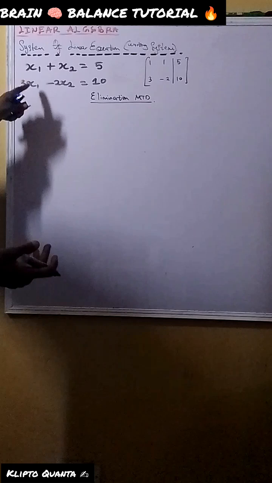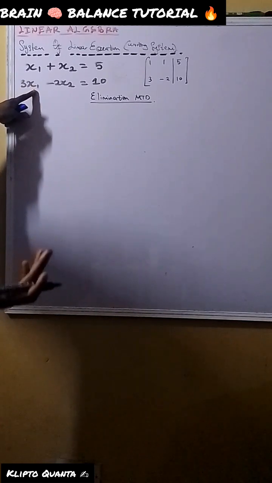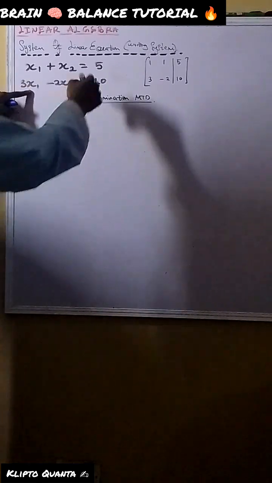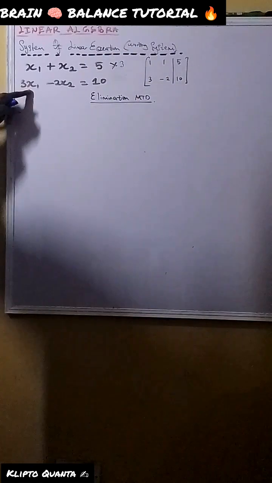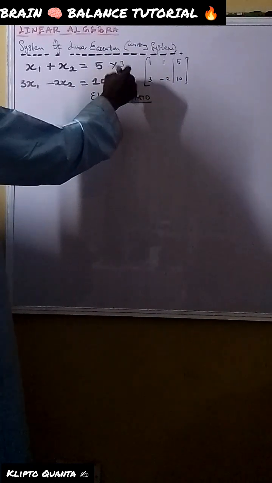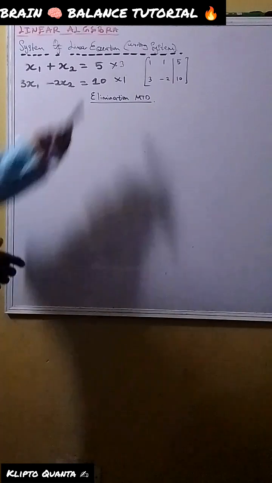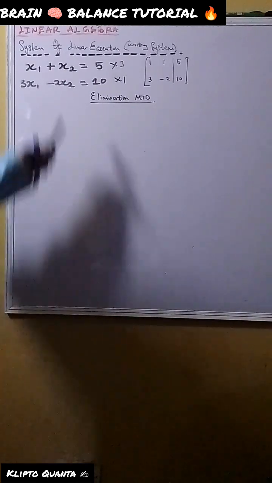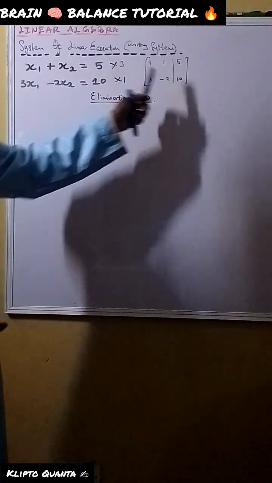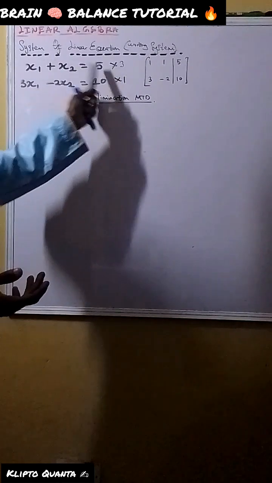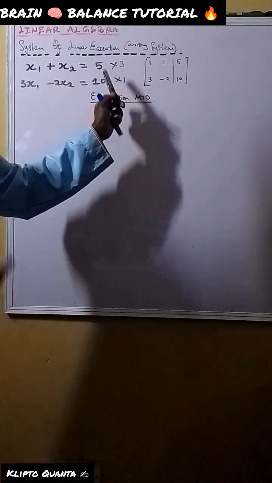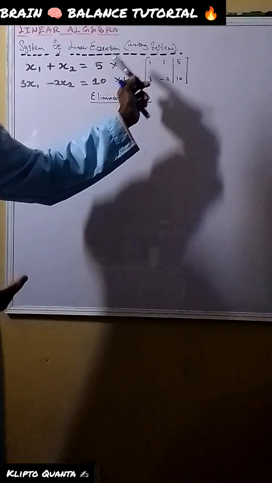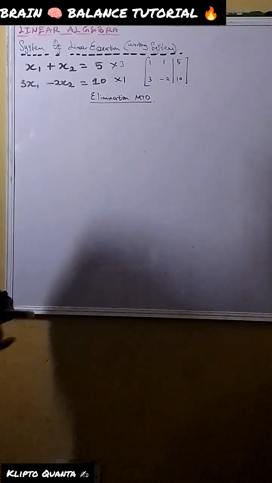Now, to eliminate x1, what do we do? We multiply equation 2 and equation 1 with the coefficient of x1 in equation 2 and the coefficient of x1 in equation 1 respectively. And whatever we do here, we also do it here. Now we consider this as row 1 and this as row 2. The same thing, this is row 1, this is classified as what? As row 2 under the augmented matrix.